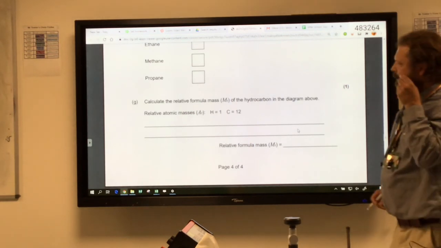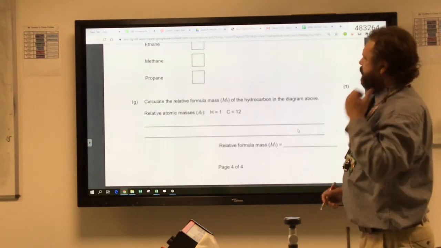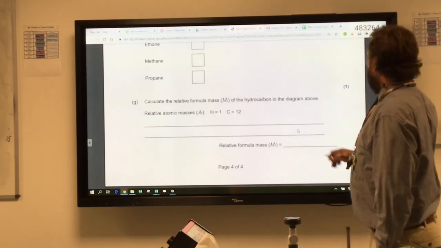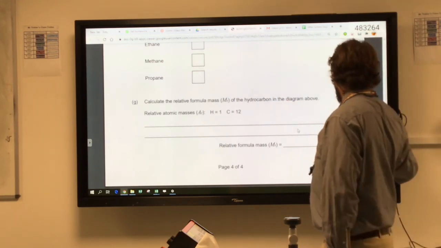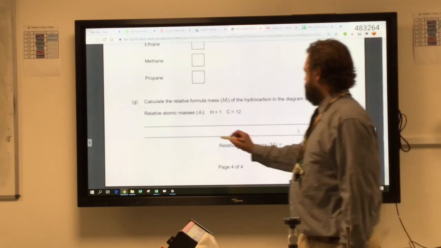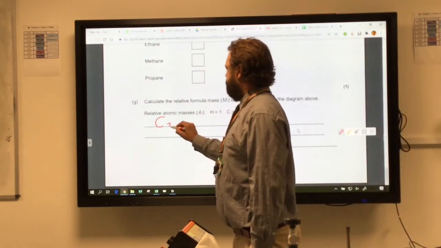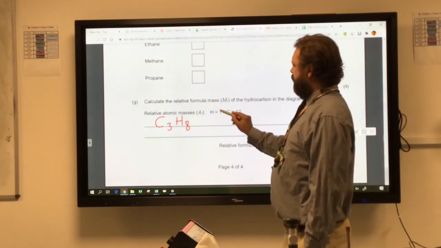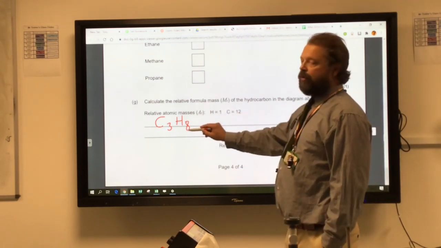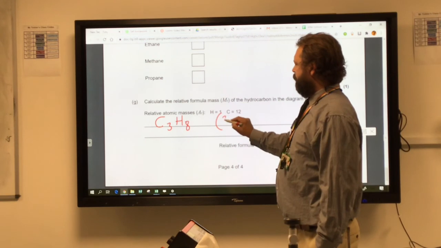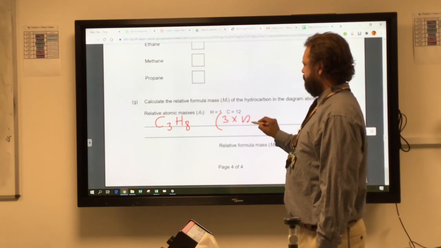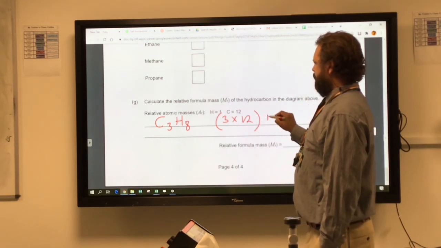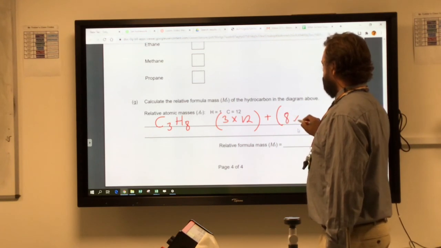Okay, last bit. We're just working out the formula mass of the hydrocarbon. We were talking about C3H8. Like we did in the last video, we've got hydrogens and carbons. Look at the formula. We've got 3 lots of 12 plus 8 lots of 1.